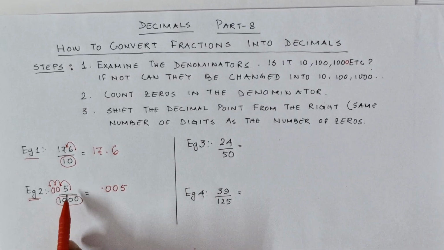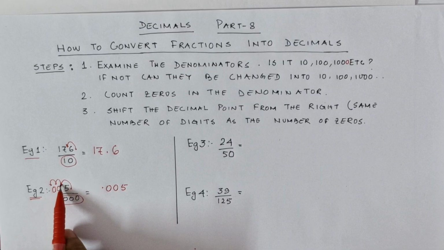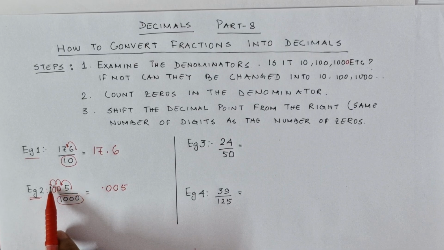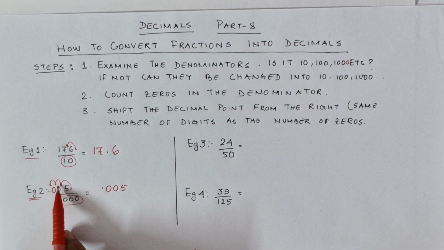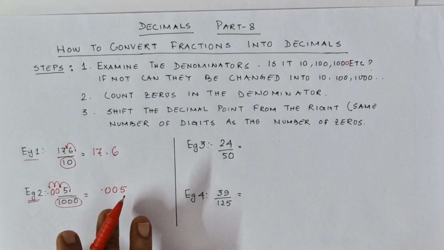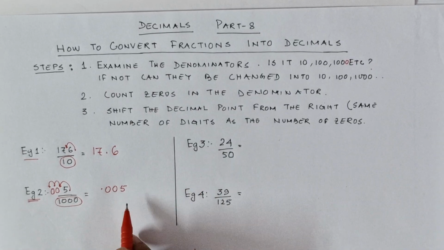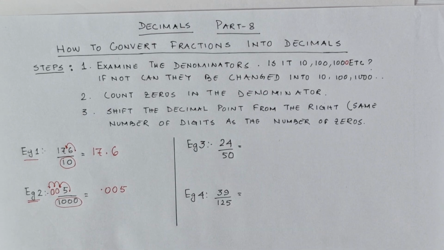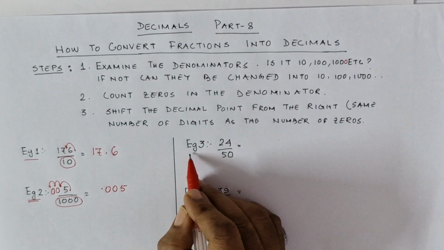So the answer will be 0.005. From here, 1 place, 2nd place, and 3rd place. So the point moves here. In this place and in this place there was nothing, so we filled it up with 0. Always remember, fill it up with 0. So the answer will be 0.005. Okay. Now let's take example 3.